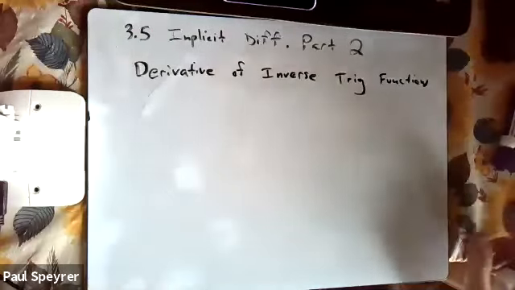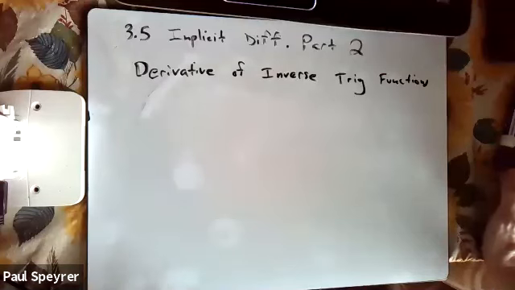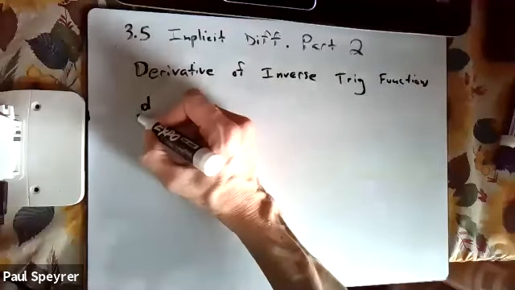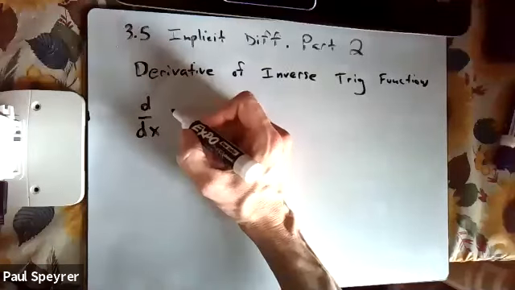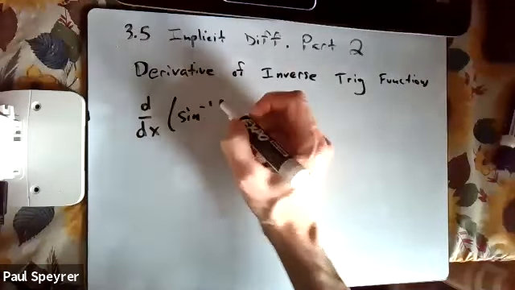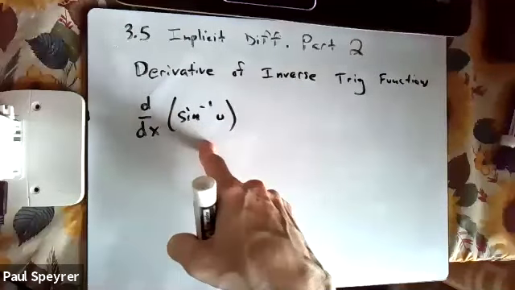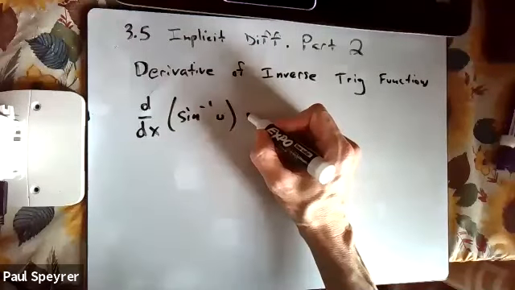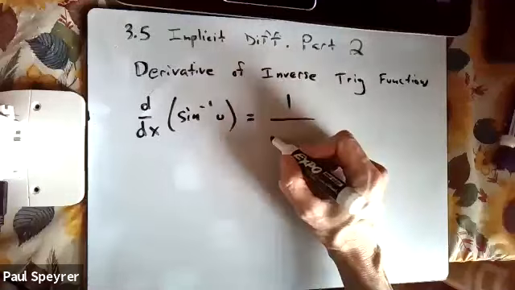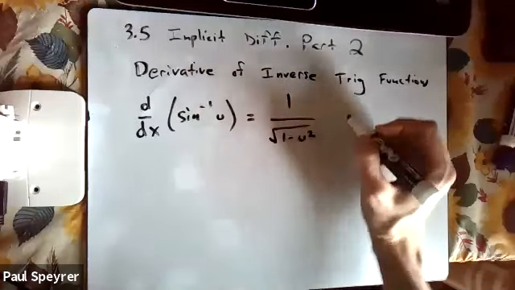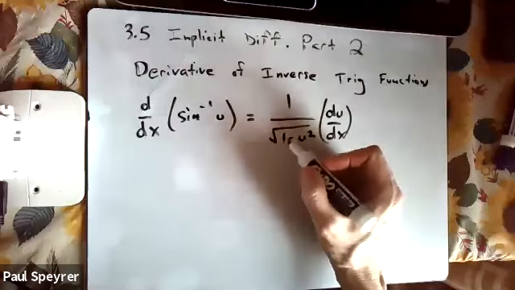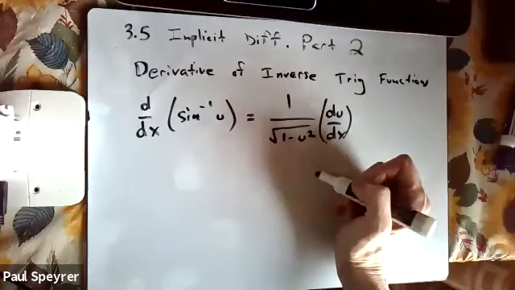So we know what the derivatives of the normal trig functions are, meaning sine, cosine, tangent, secant, cosecant, and cotangent. But what about the derivative of arc sine of u, or arc cosine, or arc tangent? What is that right there? Well, these look kind of weird. If you notice, it's 1 over the square root of 1 minus u squared times du dx.